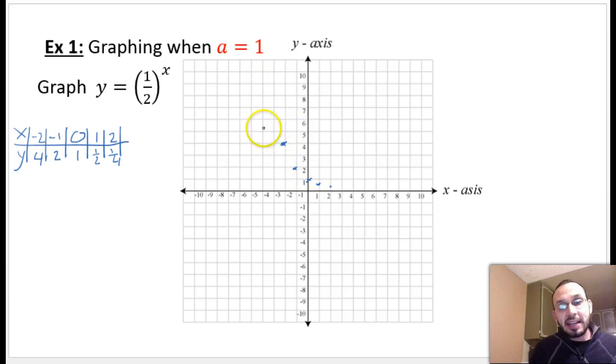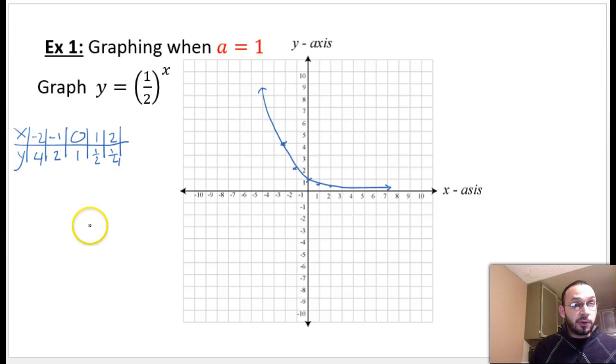If we go ahead and connect our dots, again, we got to mind the asymptote. We're going to draw our curve as best as we can without touching it. That looks good to me. There we go. So this gives us our graph.